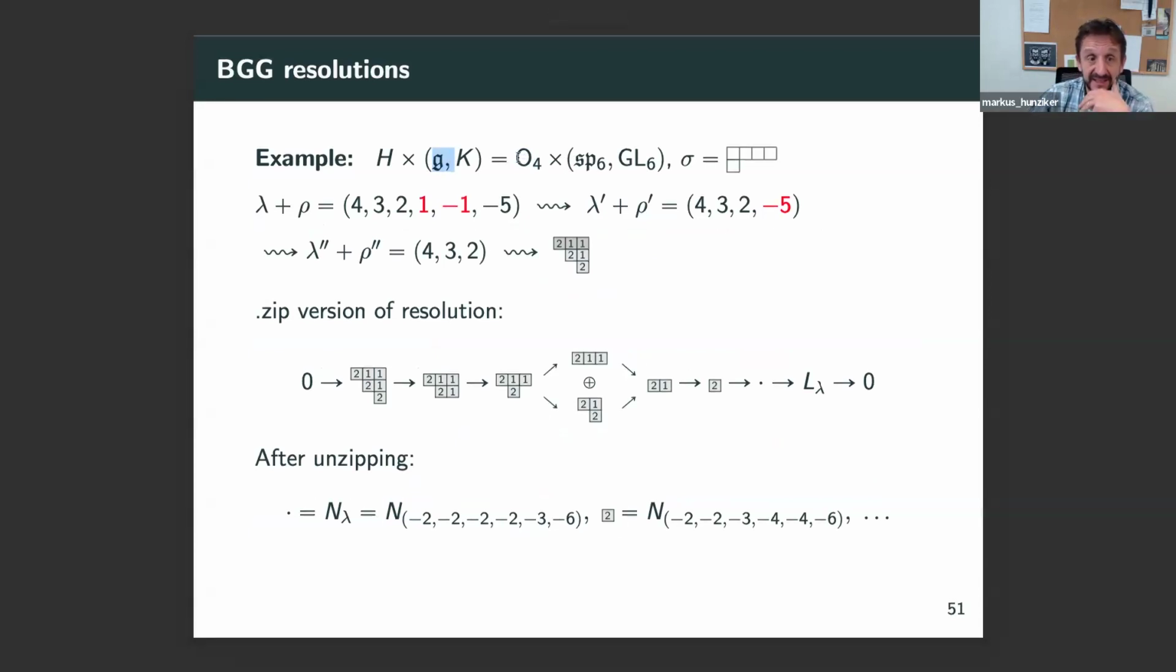So under this Howe duality, if sigma is this representation of O4, the corresponding weight under Howe duality is this lambda, with lambda plus rho equal to 4, 3, 2, 1, -1, -5. How you do this is via this Howe dual thing, the theorem of Kashiwara and Vergne. You notice that this is a singular highest weight, so you get rid of this by doing this reduction. Then you still have this -5 here.